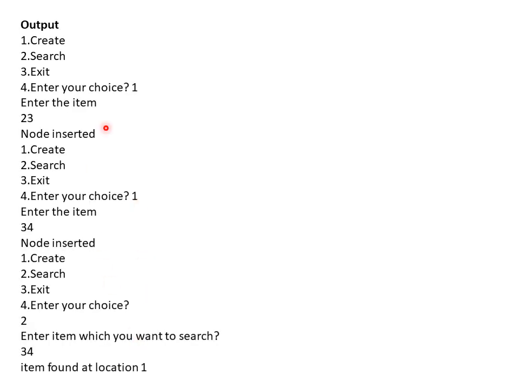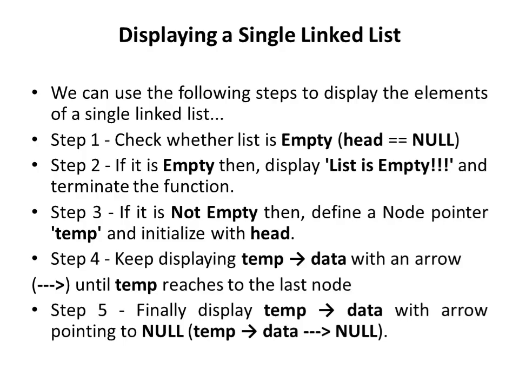This is the output, how it has been created. You can see I have taken choice 4. I am entering 23. Node is inserted. Next 34. Node is inserted. Next search, choice 1. I am entering 34. Item found at the location 1. See here, you can see 34 and 23 are there. 34 is at the first location, therefore it is found.